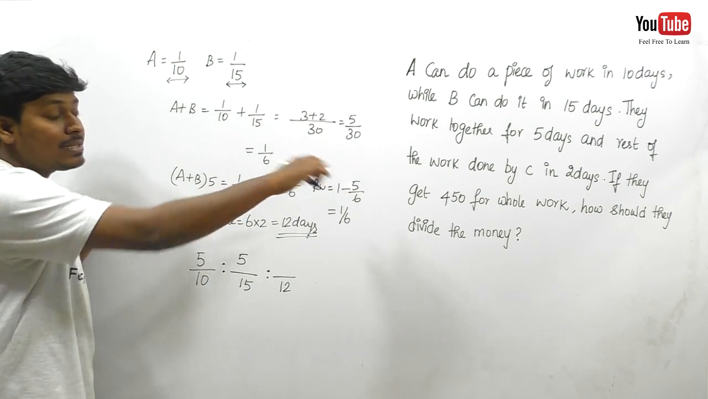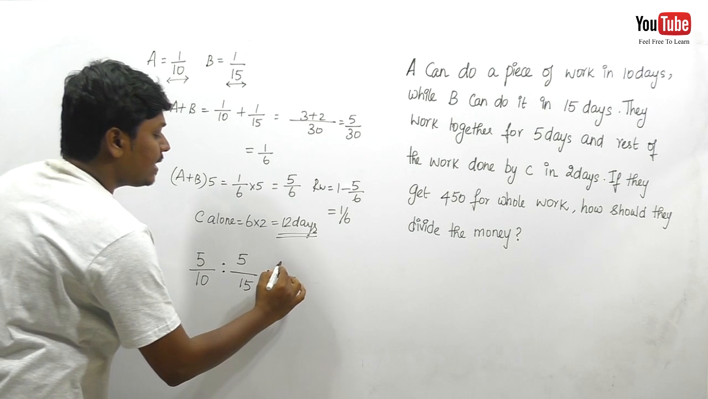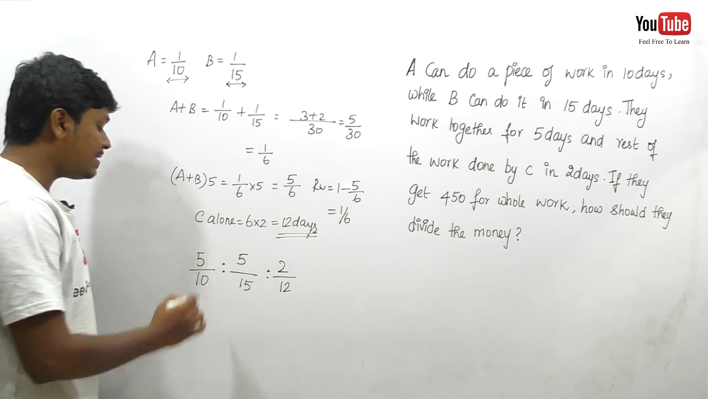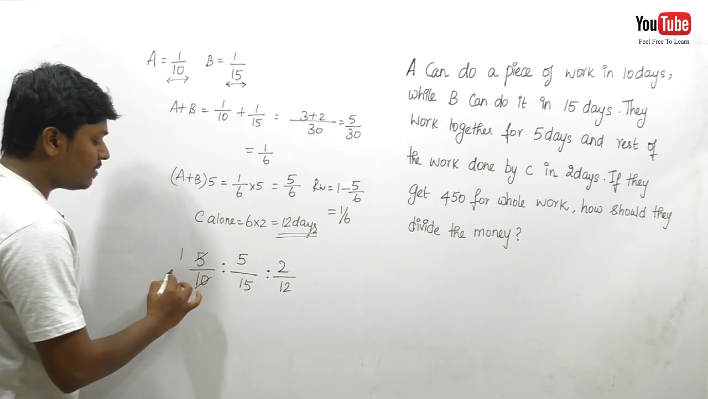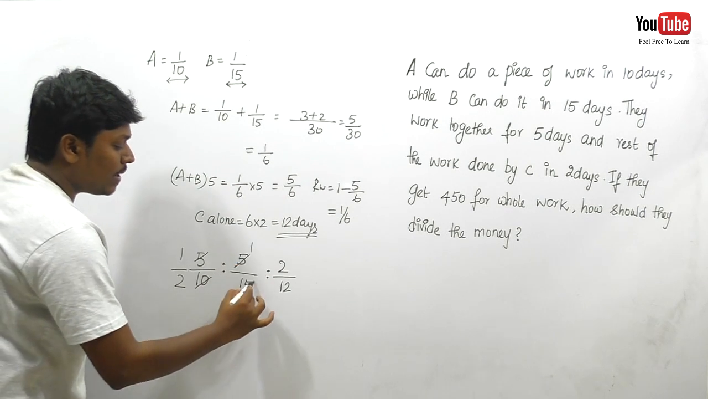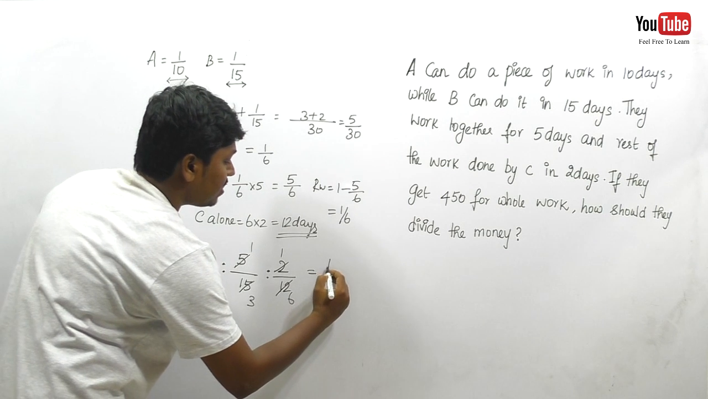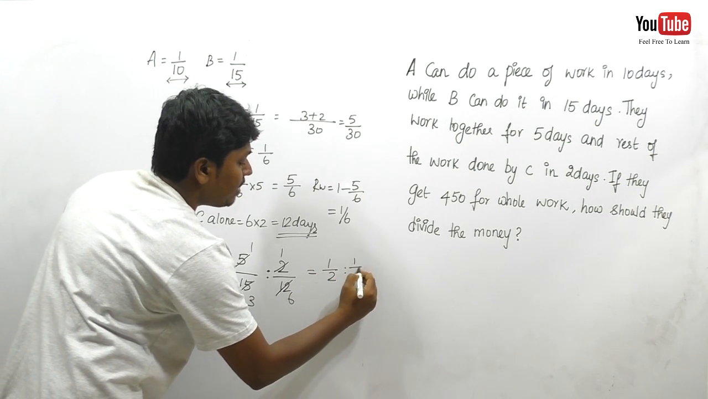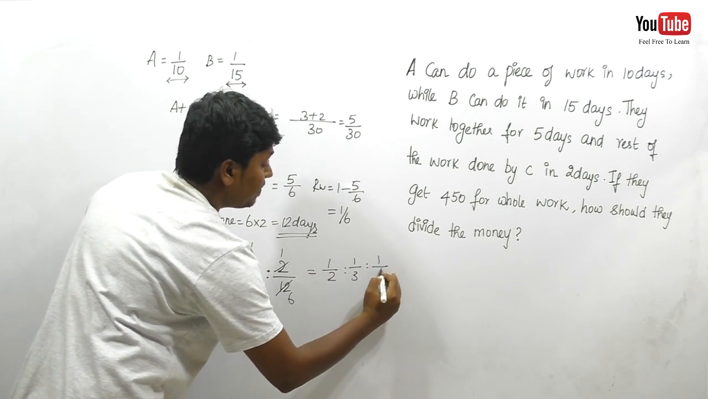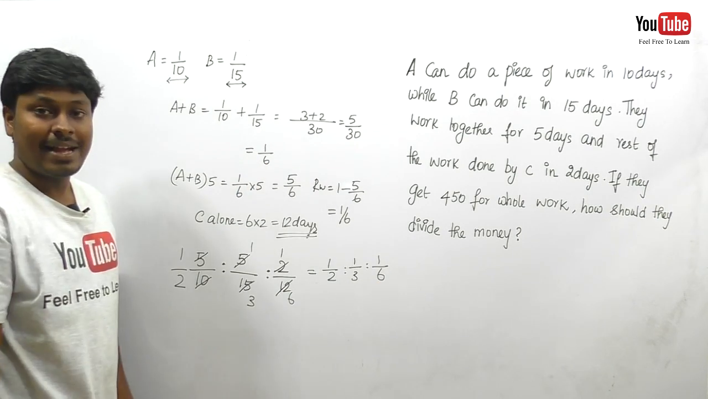And the remaining work is completed by C in 2 days. That means I can write 2 here. So friends, listen here. So 1, that is 1 divided by 2, and similarly 1 divided by 3, and here it is 1 divided by 6. So I can say the ratio will be 1 by 2 is to 1 by 3 is to 1 by 6. Friends, always remember that ratio should not be in a fraction part, right?